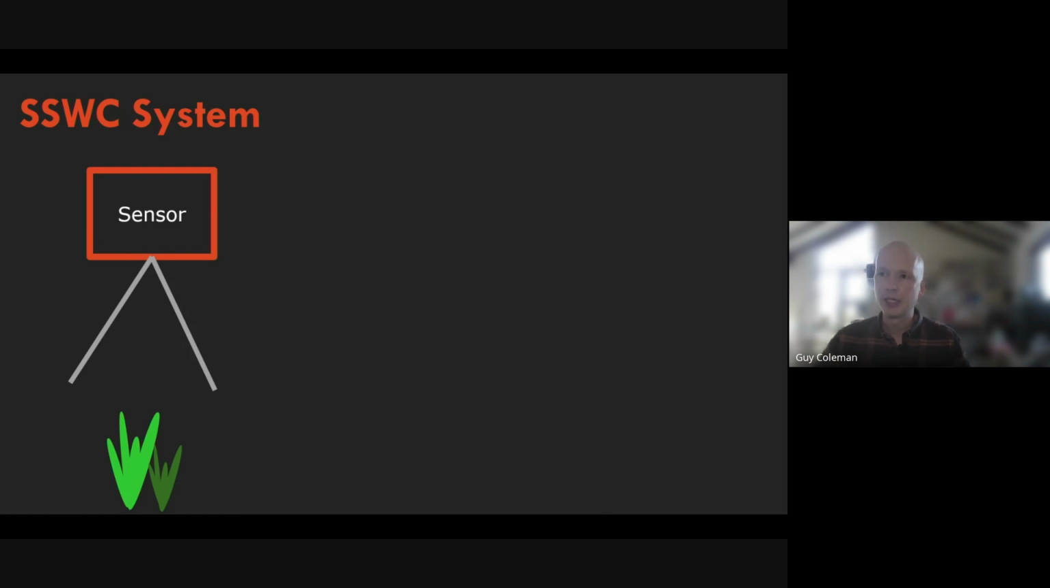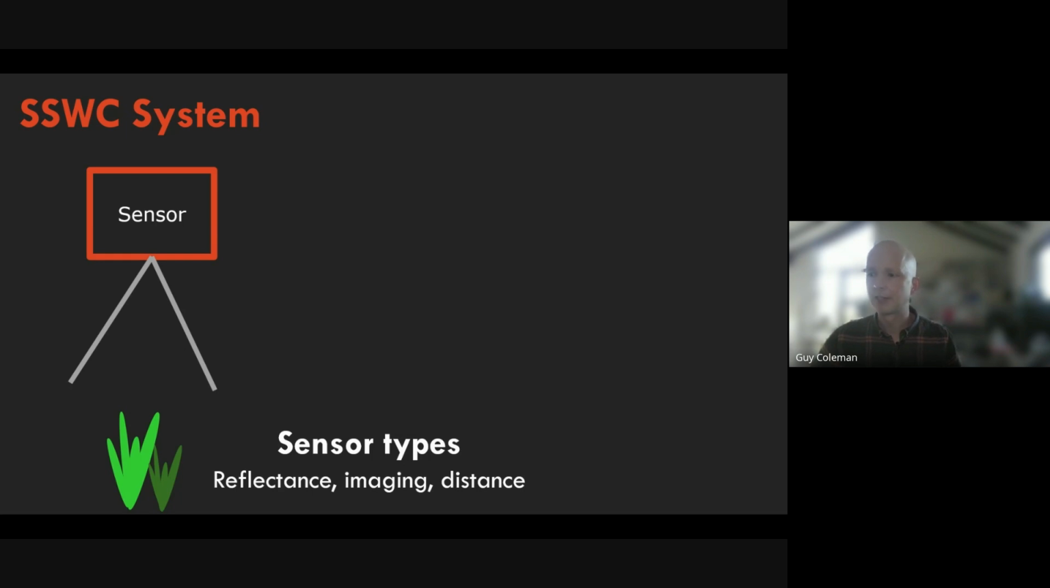The site-specific weed control system is made of a few components. I've used this slide a few times, but I like the way it describes how it all fits together. The sensor is almost what I talked about before. We had that emergence of technology maybe 50 years ago with the weed type detection systems, and those are reflectance or fluorescence-based sensors. Then you have imaging sensors like cameras, and distance, maybe ultrasonic, which I know has been used.